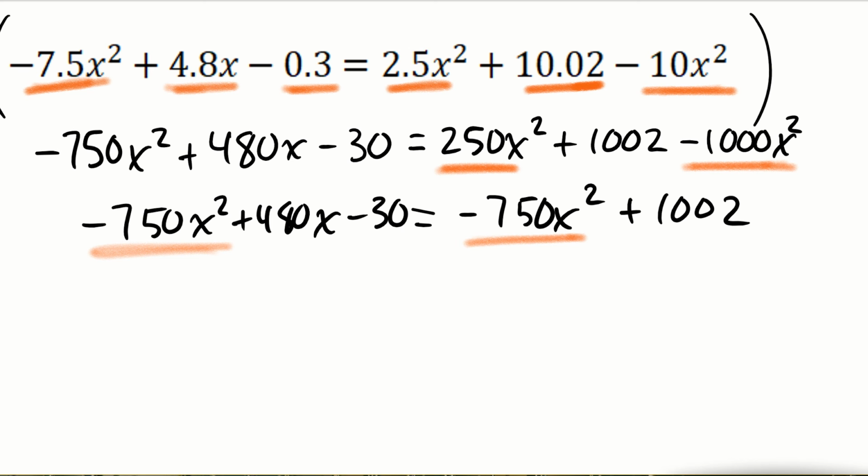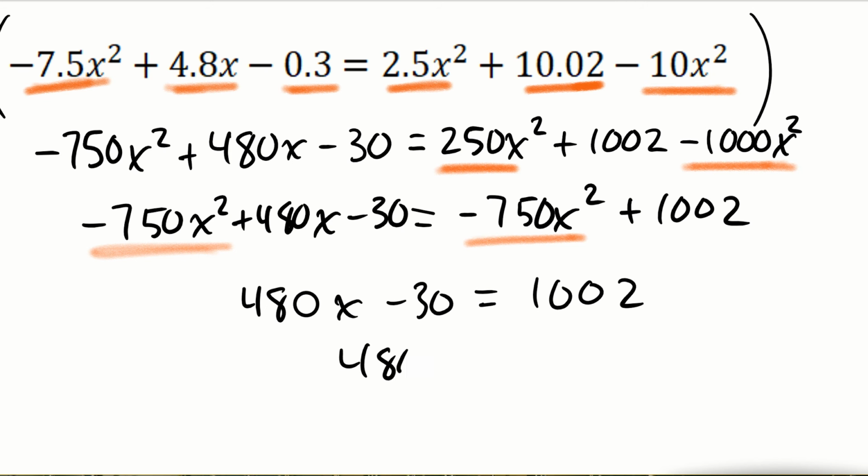If I add positive 750 x squared to both sides, those two terms cease to exist, and the equation collapses to 480 x minus 30 equals 1002. Then 480 x equals 1032. I just added 30 to both sides.